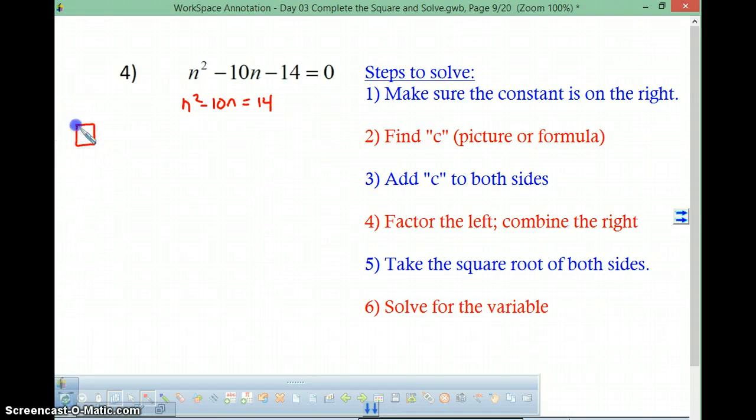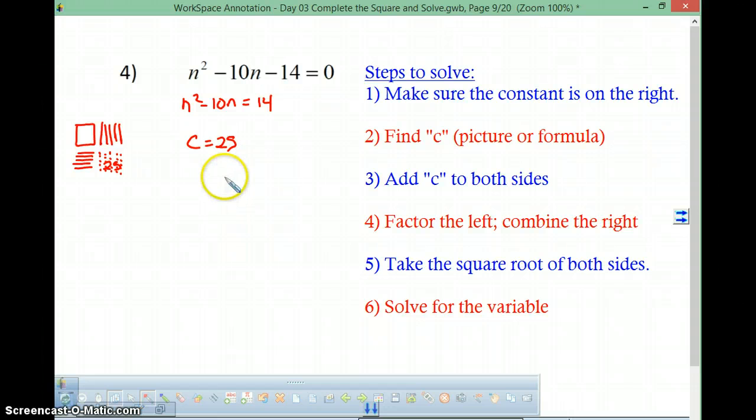Find C. What's C? Well, we're going to take half of those n's and put them on this side. Take half of the n's and put them on this side. How many dots do we need? We need a row of 5 here, a row of 5 here, a row of 5 here, a row of 5 here, a row of 5 here. How many do we have altogether? 25. So that's C. C equals 25.